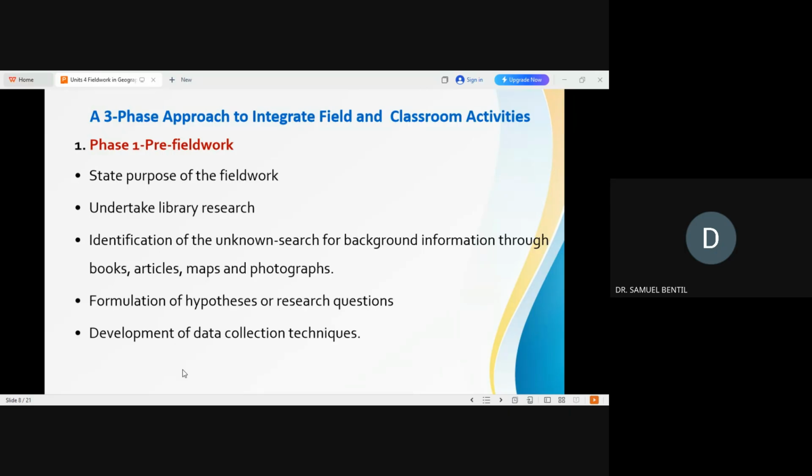Then you must formulate hypotheses or research questions to guide the field activity that they are going to do, before you look at development of data collection techniques. When they go to the field, what are they going to do? How are they going to collect the data? Do they have to go with a questionnaire? Do they have to go with some instrument? Do they have to go with some GPS? They must know all the forms of data collection.